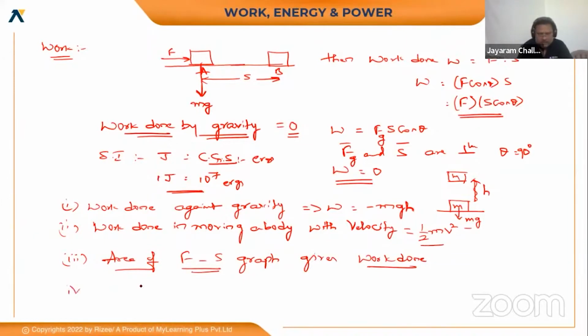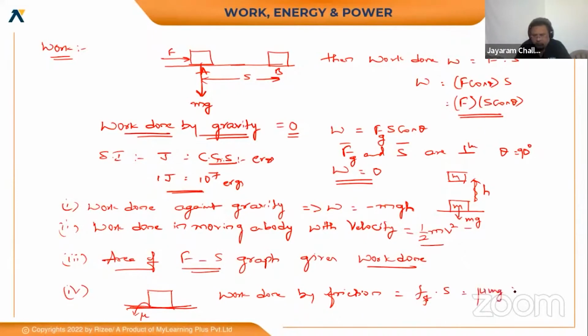For example, here there is a block placed on a rough horizontal surface. How much work do I need to do to move the body? There is a coefficient of friction mu. So this is work done by friction. It can be written as frictional force into displacement, that is static friction into displacement, which you can write as mu mg into displacement. That means you are moving a block against the frictional force, so it is also a negative work.